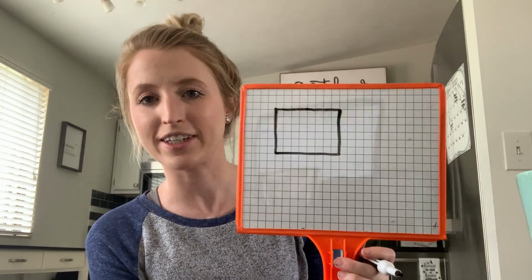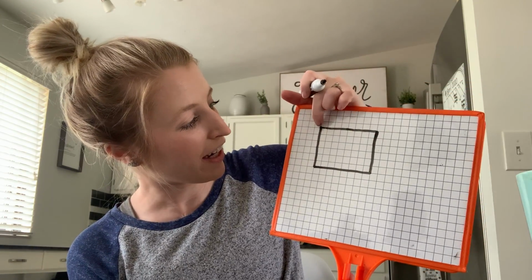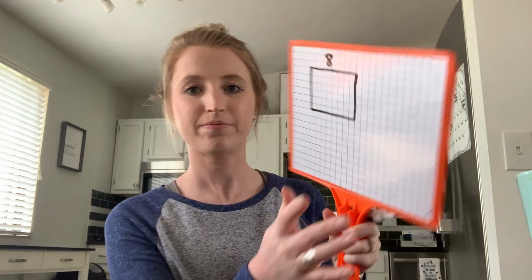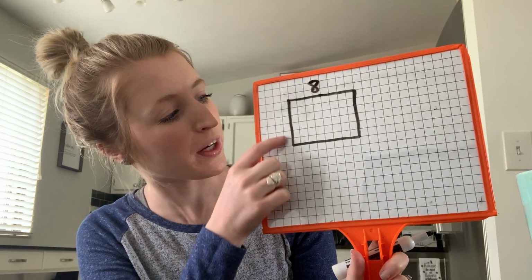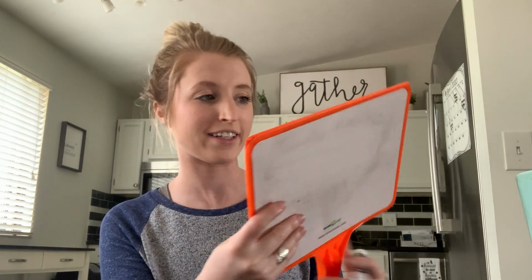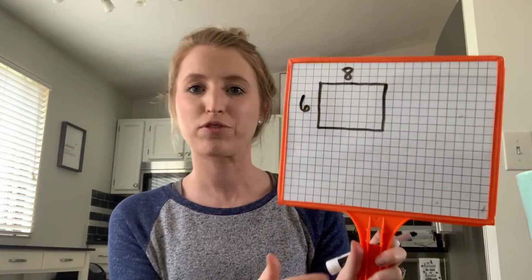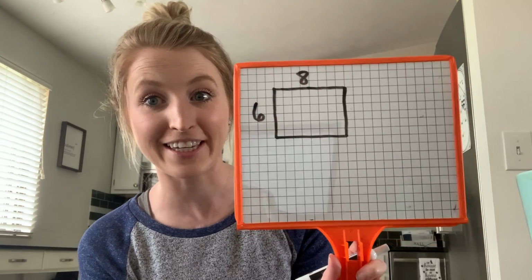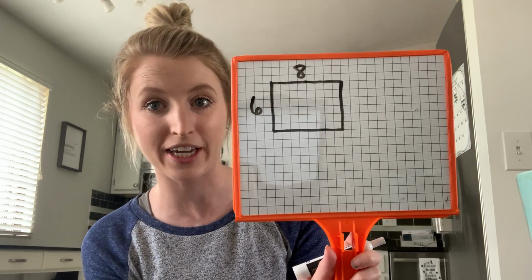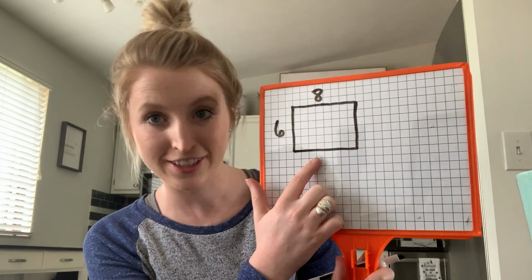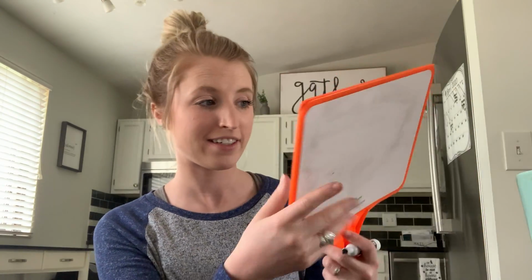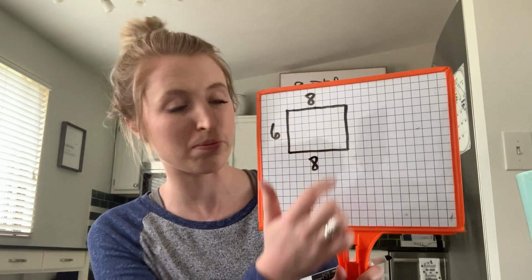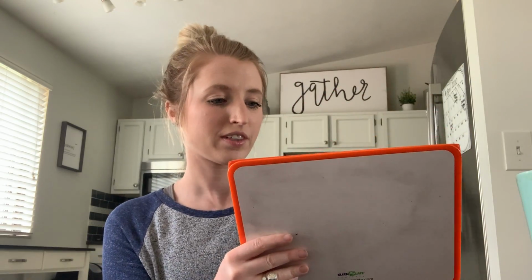Okay, so here's what my rectangle looks like. So we have 8 squares going across, so my width is 8. And we have 6 squares going up and down. Okay, so my length is 6. Now, if we're finding perimeter, what do we have to do? Okay, we have to add all four sides of this shape together. So the bottom width is also going to be 8. And our other side length is also going to be 6.